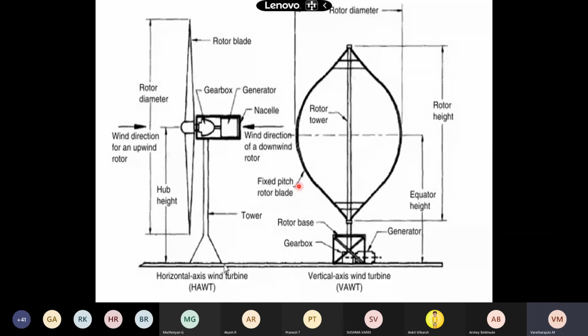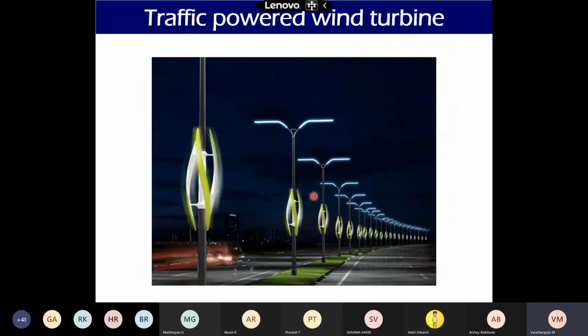And see, yesterday I sent a link for knowing about these various traffic powered wind turbines. Still, this is out of scope. Anyway, you have a look at these types of traffic powered wind turbine, and this is also one type of traffic powered wind turbine.